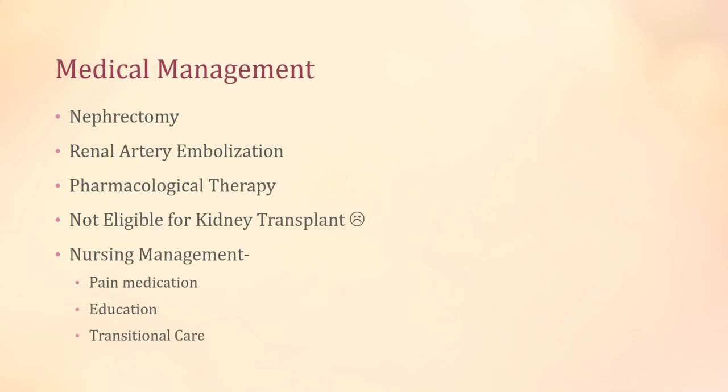Medical management is going to be a nephrectomy. The positive thing is you have 2 kidneys, and if you have cancer in one, then you can actually have it removed and still have another functioning kidney. Other medical management is going to be renal arterial embolization. They can do pharmacological therapy. They are not eligible for a kidney transplant if they have kidney cancer because it will come back. Nursing management is going to be pain medication, education, and transitional care.